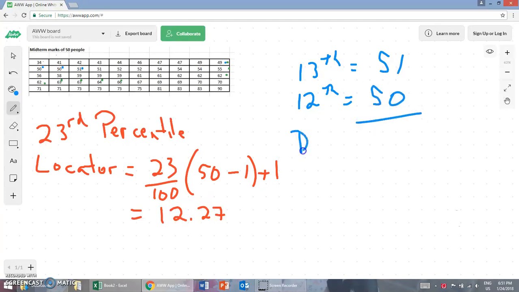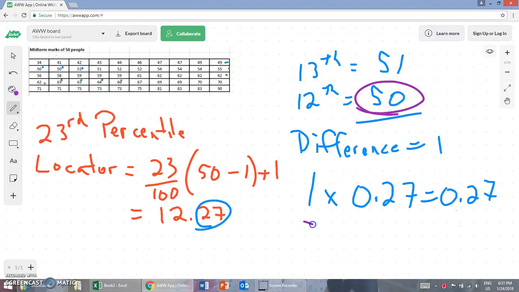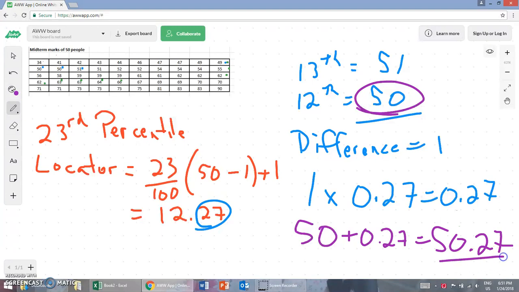We take the difference of those two. The difference equals 1. We take that difference and multiply it by the decimal part of that location, 0.27. We get a value of 0.27. And then we add 0.27 to the smallest value in our location. We're going to add it to this one. So we get 50 plus 0.27 equals 50.27. That represents the 23rd percentile.